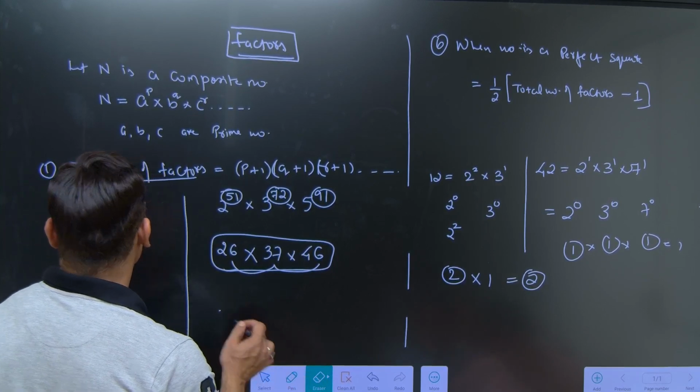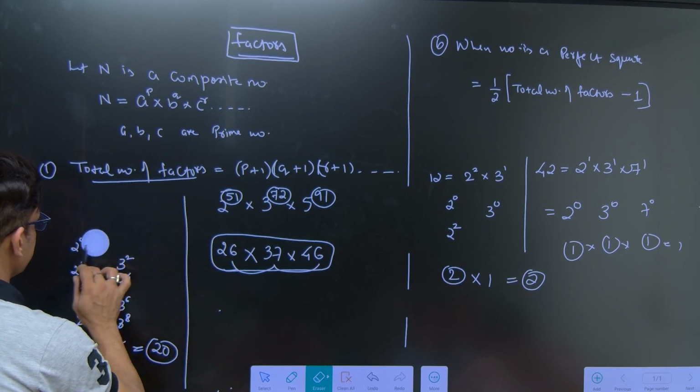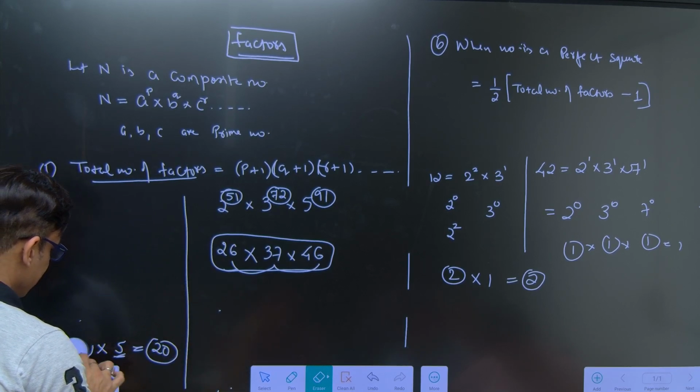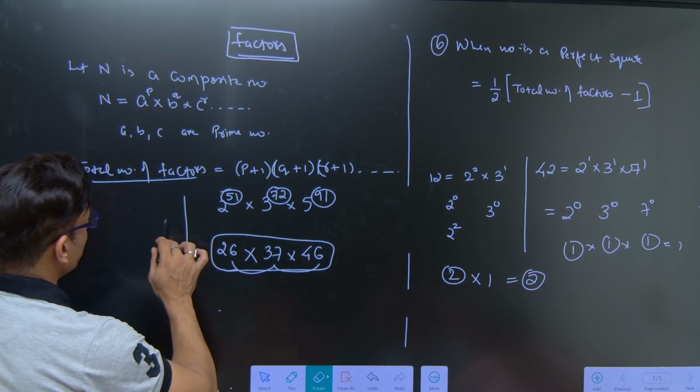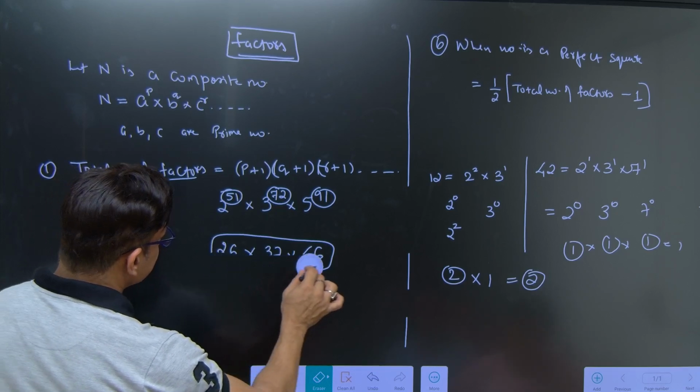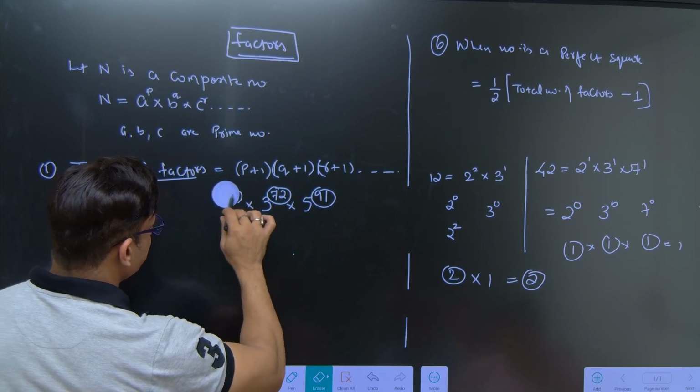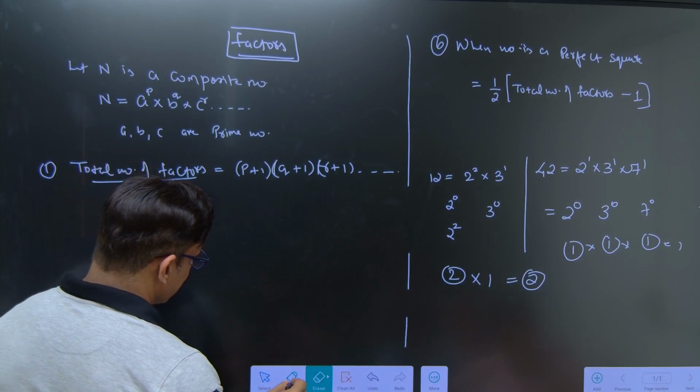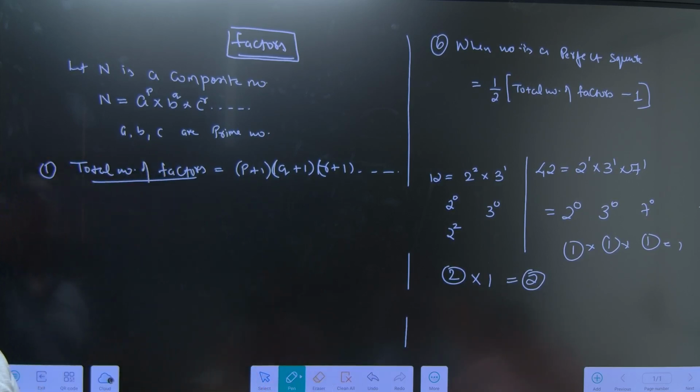Next is sum of factors. Now NMAT, Symbiosis, these are the exams where they will simply ask you a direct question. Like SIMB, SIBM, last year they asked a simple question, where a number was given, and they ask you to find out the sum of factors.